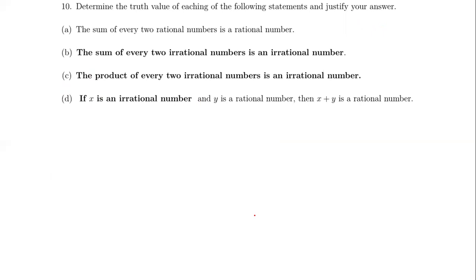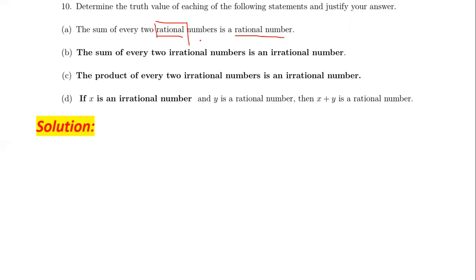The next question is question number 10. It says determine the truth value of the following by justifying. Just the truth value, which needs a certain justification. First one, that is A. It says the sum of two irrational numbers is a rational number.